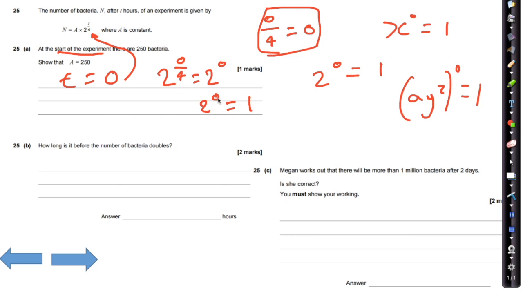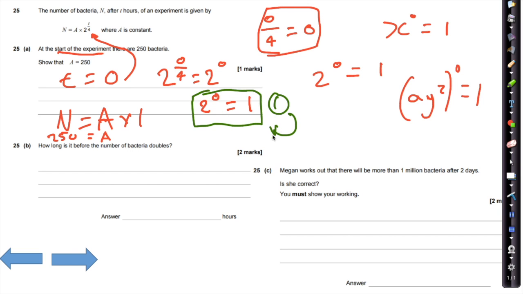As 2 to the power of 0 equals 1, that means n equals a times 1. And if n is 250, then a must be 250. The mark scheme gives you the answer mark for 2 to the power of 0 equals 1, and that's what you just need to show an understanding of for that one mark.